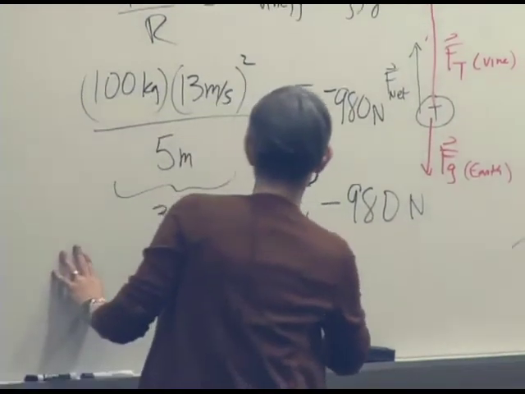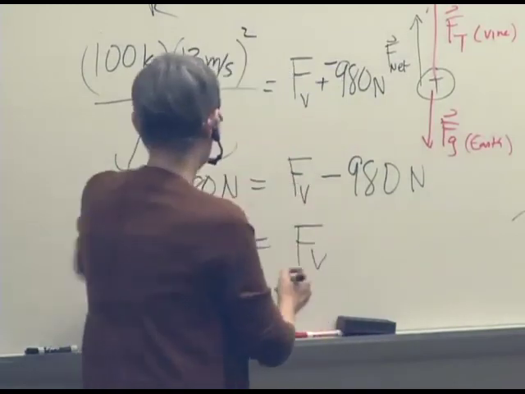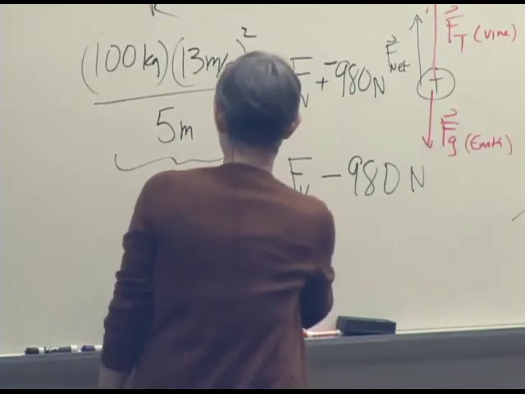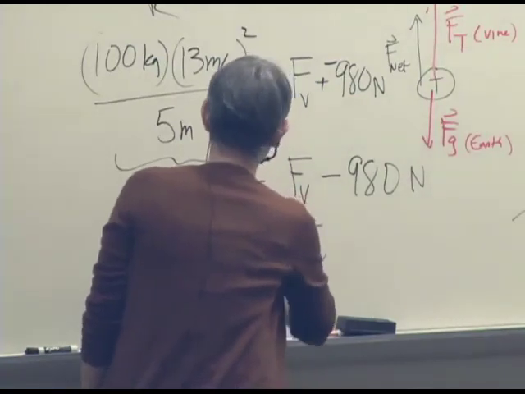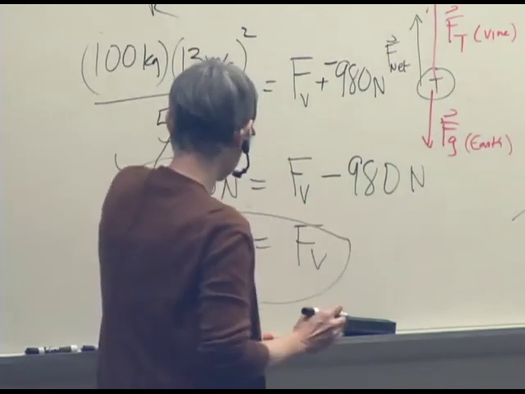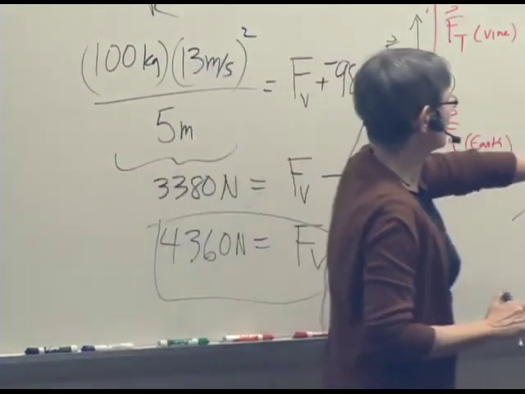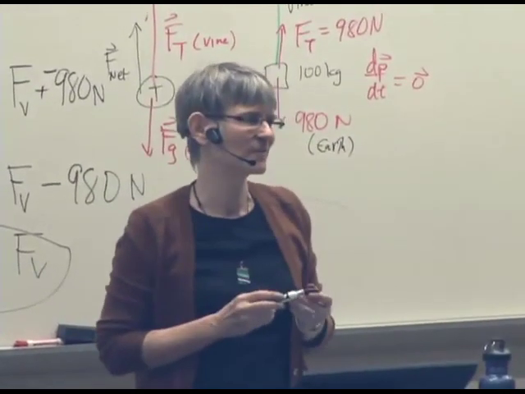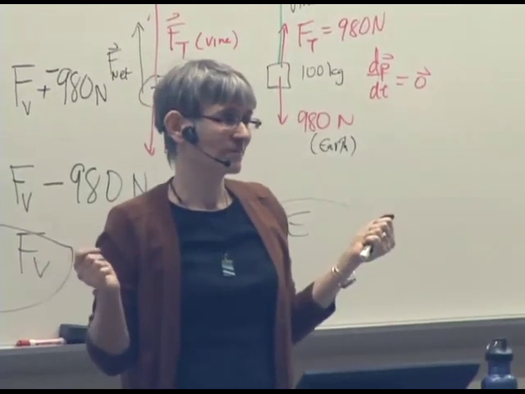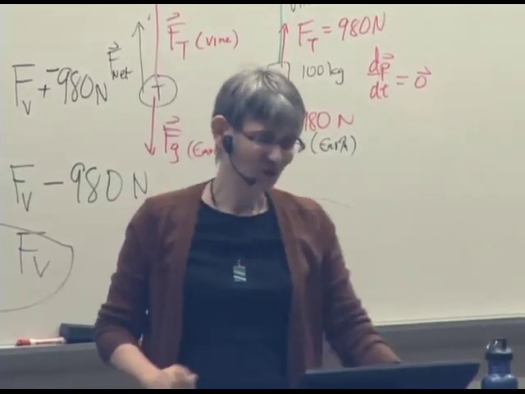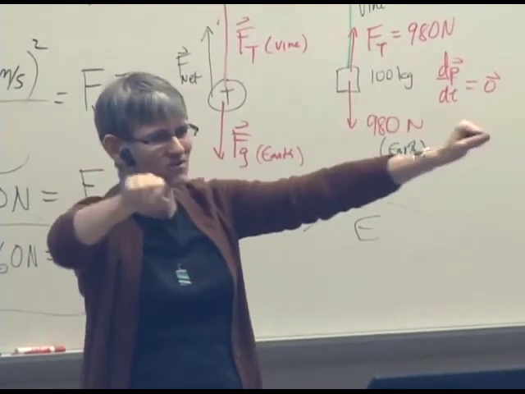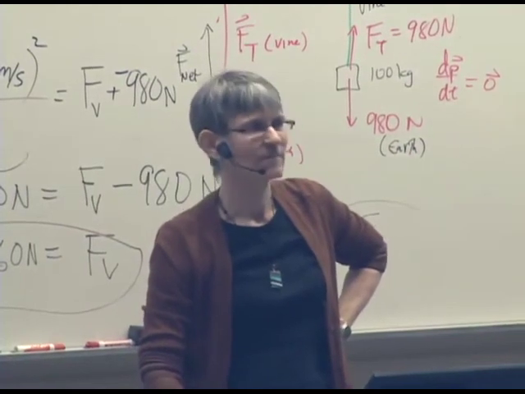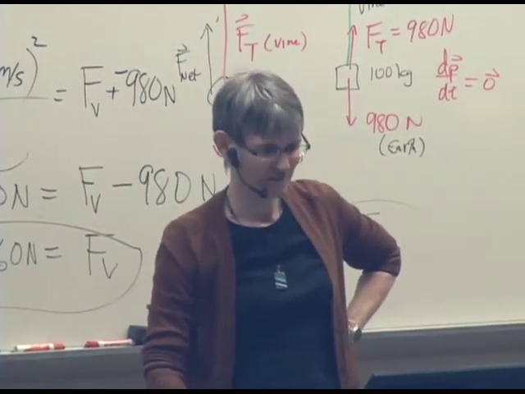So what's the force due to the vine? It's that plus that, which is 4360 newtons. So this poor vine has to exert a force of 4360 newtons when he's swinging, when it only had to exert a force of 980 newtons when he was hanging there. So it has to do a lot more. Think about those interatomic bonds stretching. Yeah. That's pretty strong.